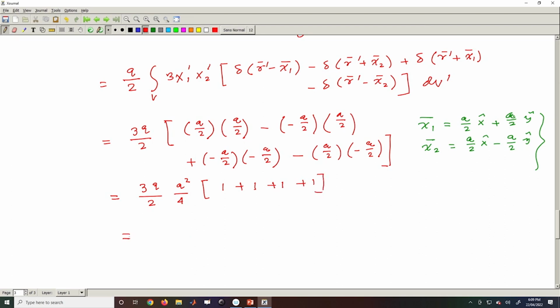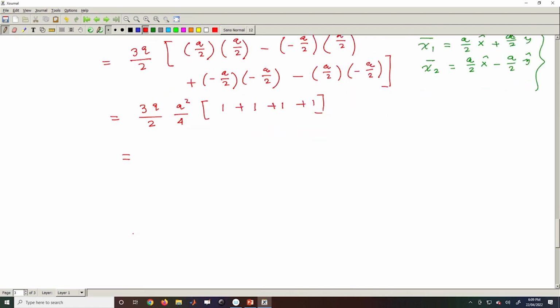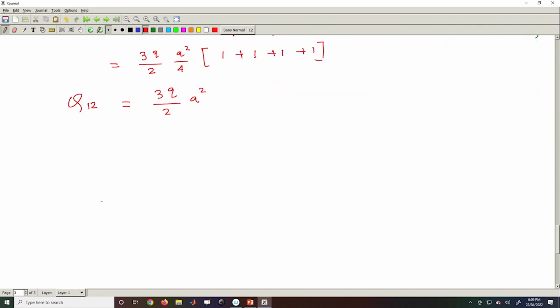So that value is non-zero, mind it, and what I am getting is 3q divided by 2 a square. So this is the value of q12. Okay. Now once you know q12, then you know that this is equal to q21, right.